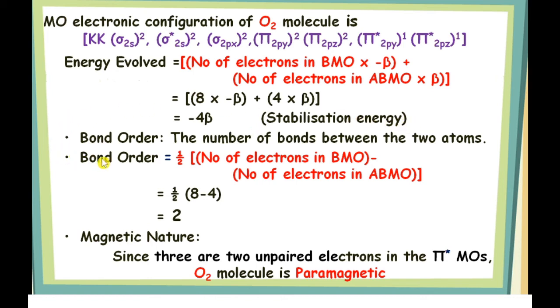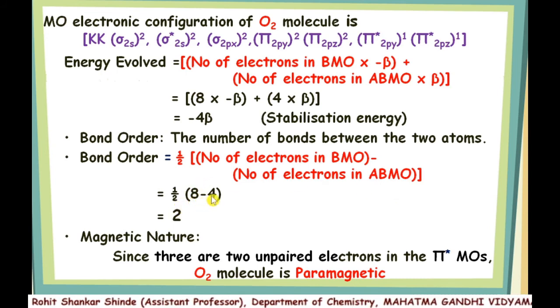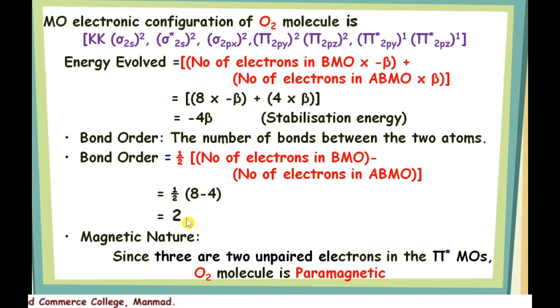Let us calculate bond order. Bond order is given by 1/2 in bracket number of electrons in BMO minus number of electrons in ABMO. So 1/2 in bracket 8 minus 4. So 1/2 in bracket 4, it becomes 2. So bond order 2 indicates that there is presence of 2 bonds between the 2 oxygen atoms of the O2 molecule.